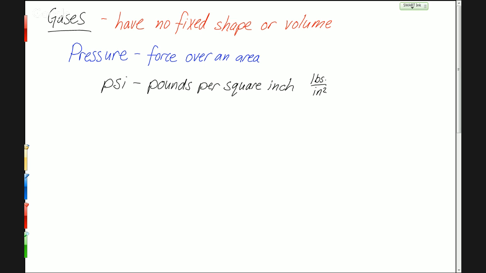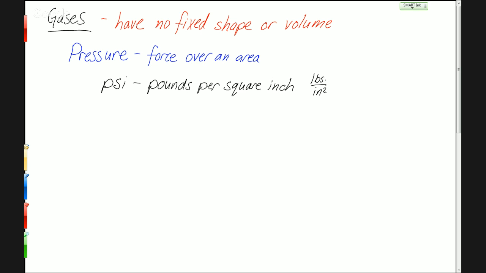So when you look at, say, an oxygen tank in a hospital, and you want to know how much oxygen is left, you look at the little pressure gauge, and it tells you how great the pressure is. As the pressure goes down, that means that the oxygen level is going down. So you can use pressure to figure out how much stuff is there.